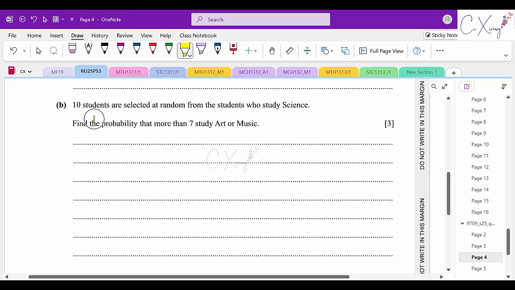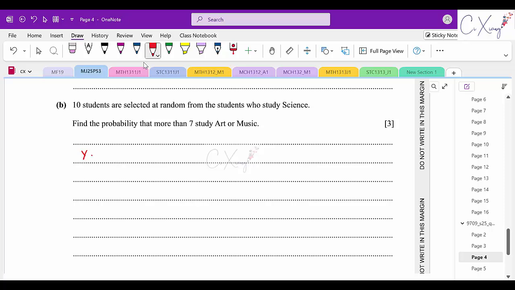Now I'm having 10 students selected. Then more than 7 study art or music. So again, the structure is the same, where you have 10 students at first, and we are interested to know more than 7 of them have something happen. Alright, so maybe I can call it Y. So Y is still binomially distributed with n equals 10. What's the probability of a student who studies art or music?